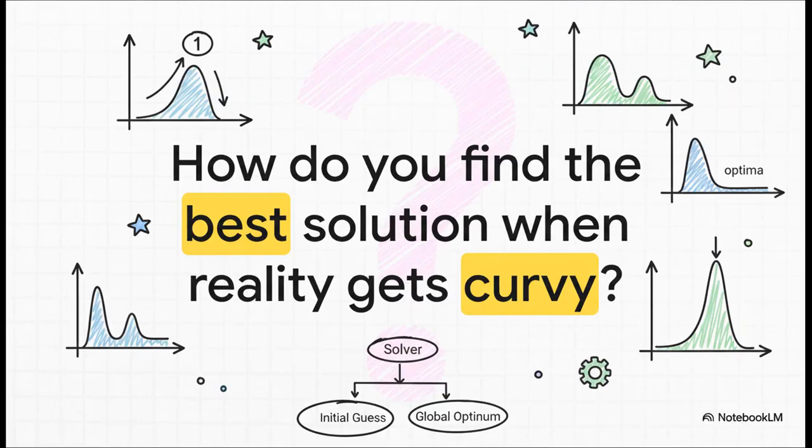So this is the big question, right? In the real world, things almost never move in a straight line. You've got diminishing returns, you've got complex interactions. There are curves everywhere. So how in the world do you find the absolute best solution when things get messy? Well, that's precisely what nonlinear programming helps us figure out.